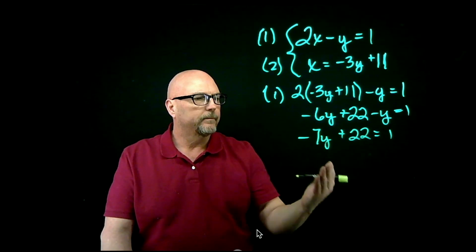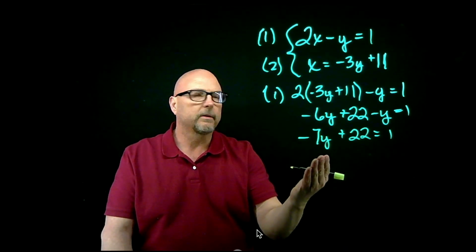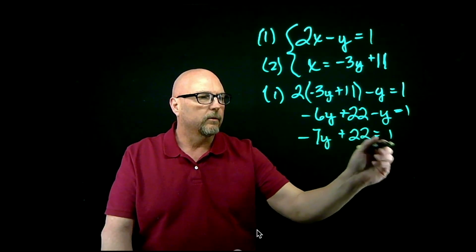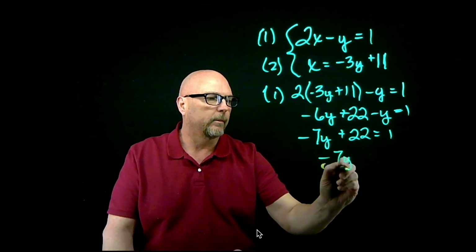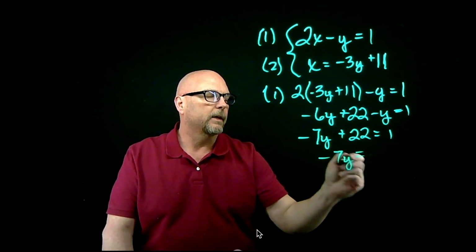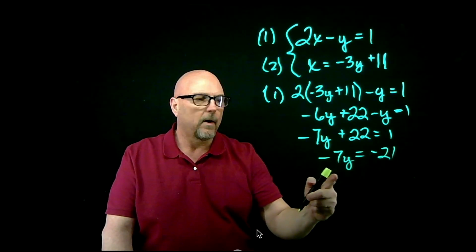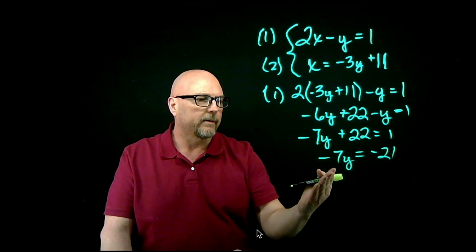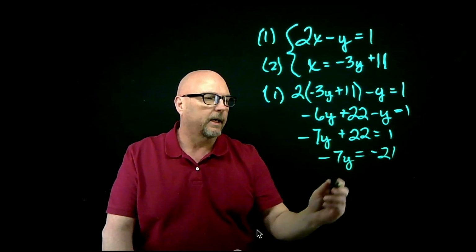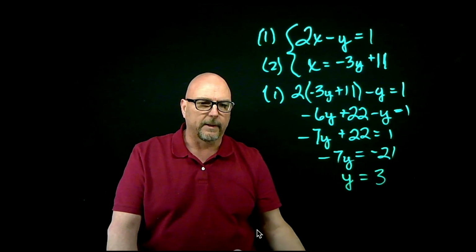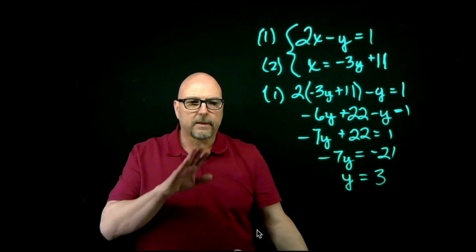The next step, we want to isolate the variable. So get y by itself; it has a 22 being added to it. So we're going to subtract 22 on both sides. 1 minus 22 is negative 21. Then, to solve for y, which is being multiplied by negative 7, all we have to do is divide by negative 7 on each side, and we come up with y equals 3. All right, so you're halfway there now.